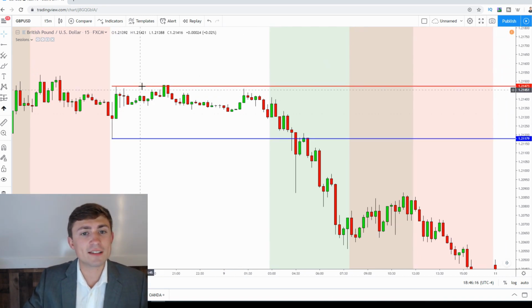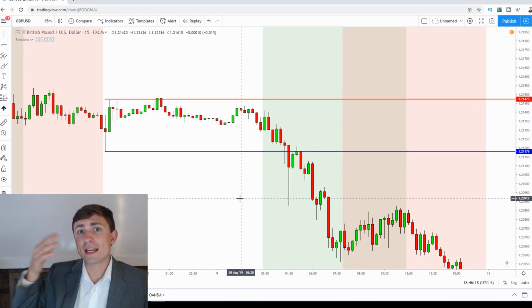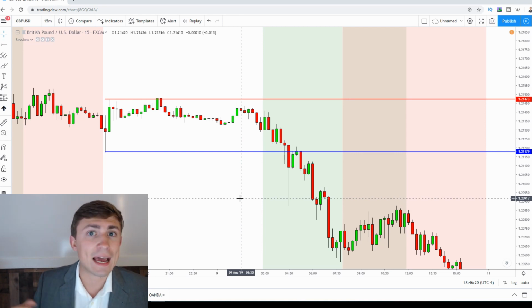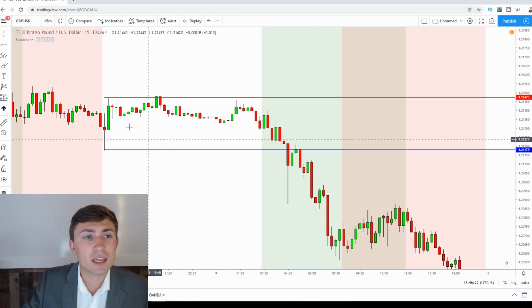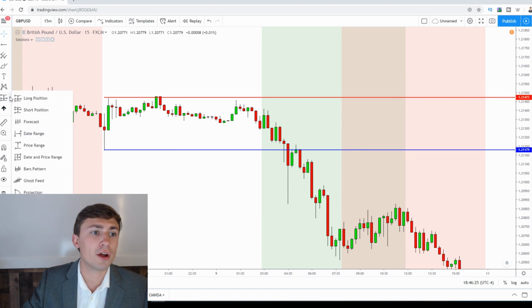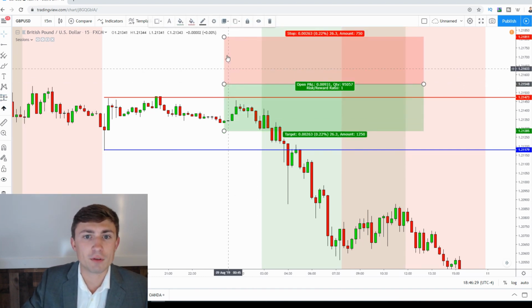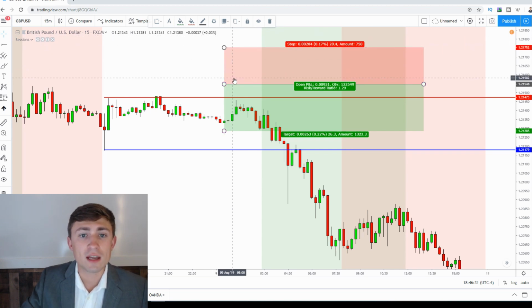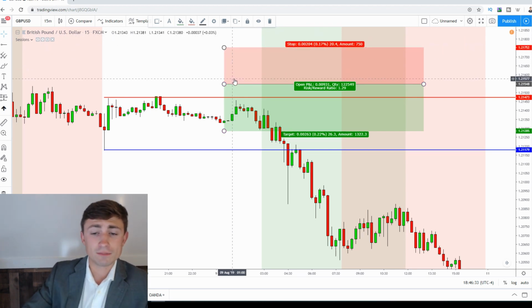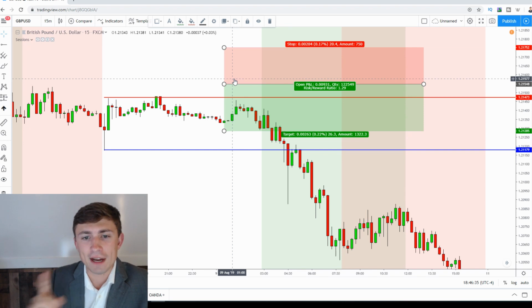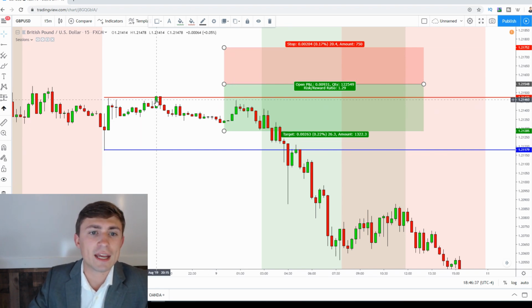Now, here's where things get interesting. We've identified this consolidation zone, and we're looking again to ride the momentum pushes that happened during the London session. So here is where we could potentially get involved on the short side. I'm going to get my short position tool here. You can see TradingView has some really cool tools that you can use. And here's what we're going to do with this concept.